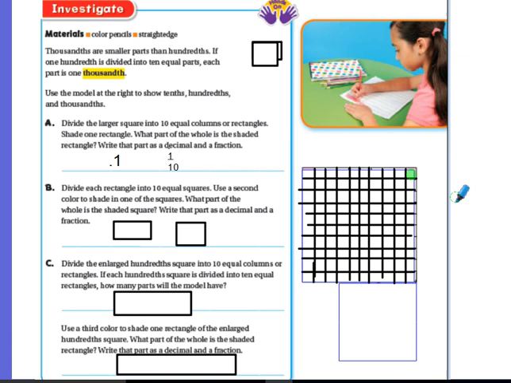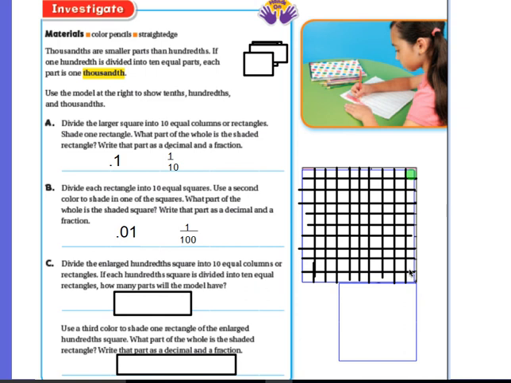Alright, now they want you to write that as a decimal. If I look at this, I have my decimal. Now, how many tenths do I have shaded in? I don't have any, so I have to put a 0 in the tenths spot. How many hundredths do I have shaded in? I have 1 hundredth. So that's what it looks like when I write that. What does it look like as a fraction? 1 shaded in out of 100.